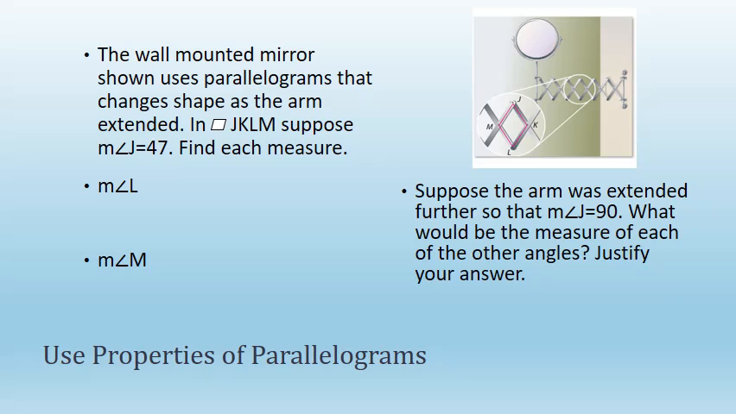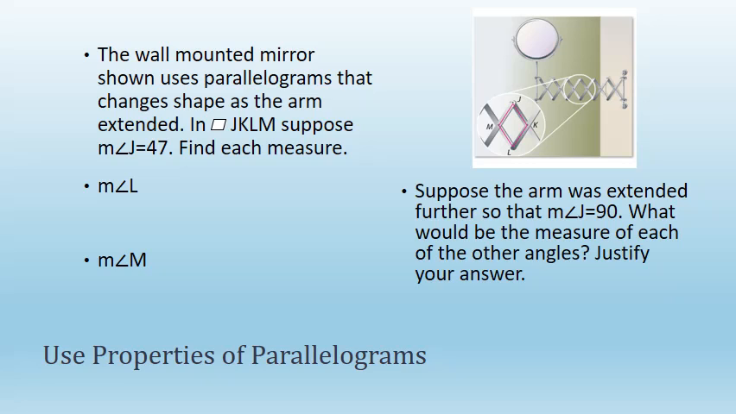Third property is that the consecutive interior angles are supplementary. The two together add to 180 degrees. And a fourth property is if a parallelogram has one right angle, it then has four right angles. All angles would be right angles.